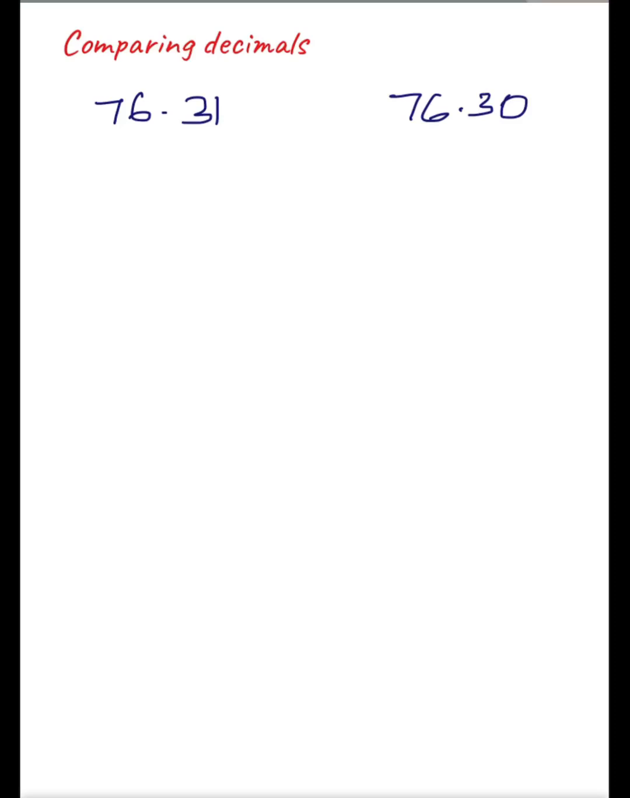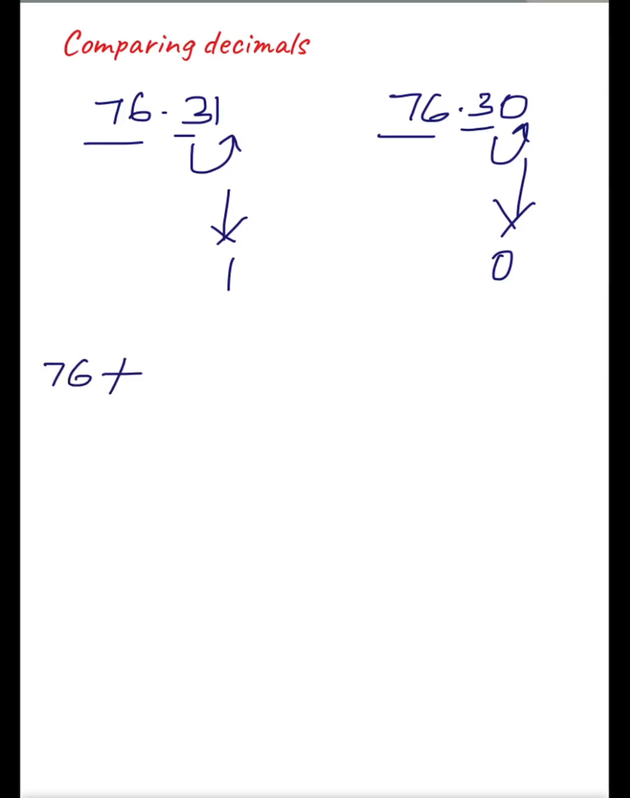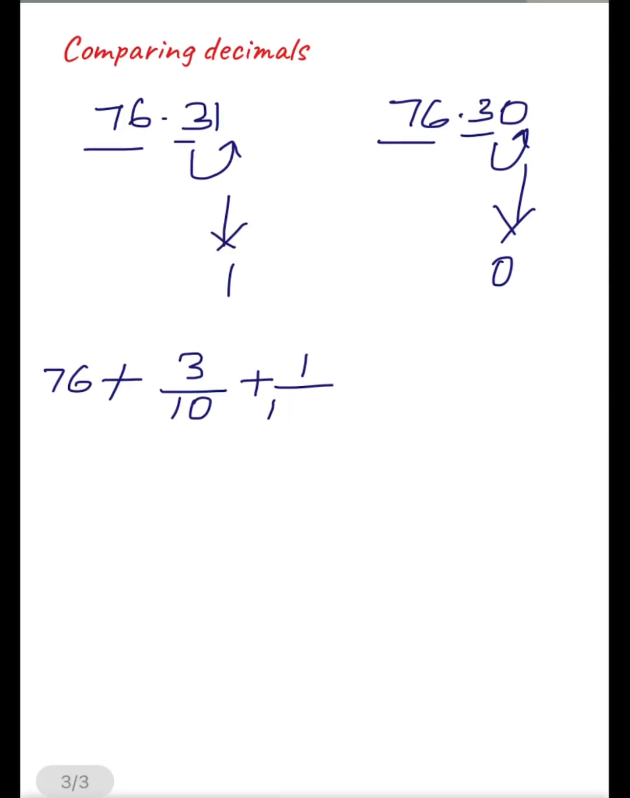So here first you will compare the whole number part. So both have got 76. Now you will compare the 10th place, that is here it is 3 and here it is 3. So there also the numbers are the same. So the next thing that you have to do is compare the very next place, that is the 100th place. So here in 100th place you have got 1 and here in 100th place you have got 0. Okay, so how will you write this 76.31? You can write it as 76 plus, in the 10th place you have got 3, so 3 by 10, and in the 100th place you have got 1, so 1 by 100.